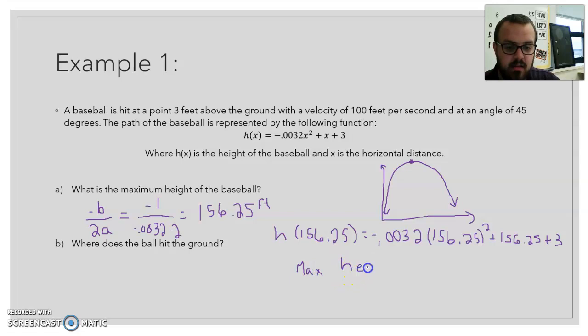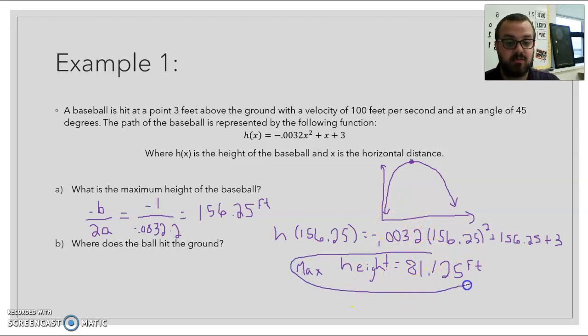So the maximum height, we'll call it the max. Max height is going to be equal to that 81.125 feet. Okay, again, how did I find that? I know that the highest point of this parabola is going to be the vertex, so I found the y value for my vertex, and that's going to be my maximum height. So by picturing it and thinking about where that maximum height is going to be, that can help me solve for what they're asking in that problem.